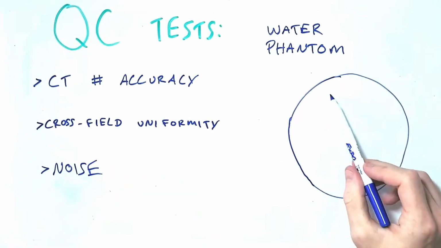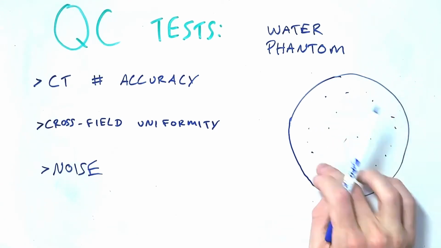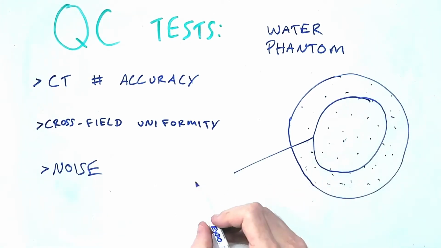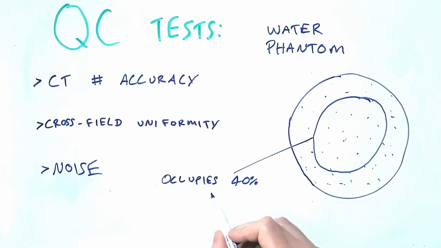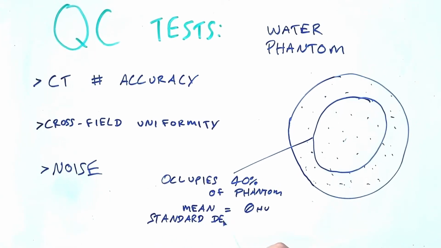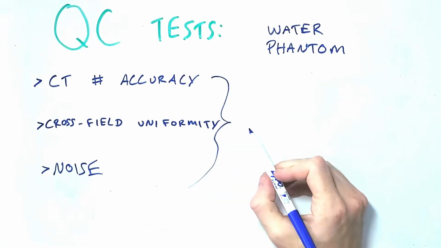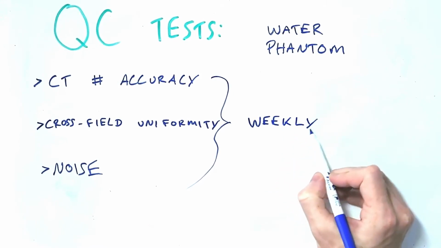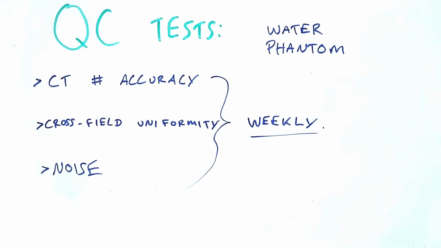The final test we can easily do with the water phantom is to assess for noise. Noise is assessed by taking a large ROI occupying at least 40% of the size of the phantom and assessing the standard deviation within that area. We know we have a homogeneous phantom, so any deviation in measured values in that area is noise. And as with uniformity, the standards for noise are set relative to the scanner's baseline values. These three tests, assessing the CT number accuracy, noise, and uniformity on a water phantom, should be performed weekly.